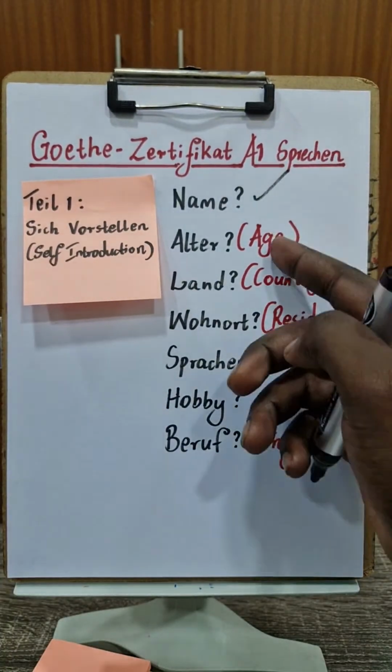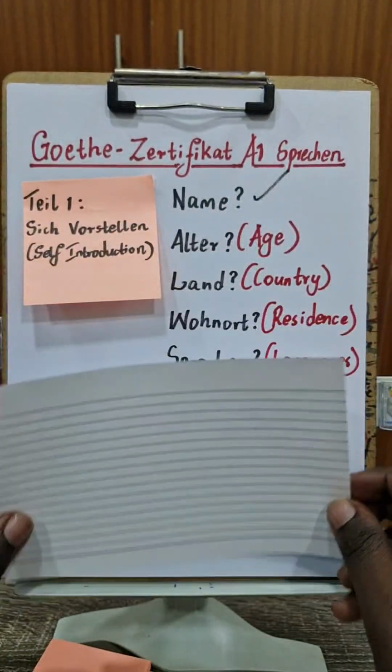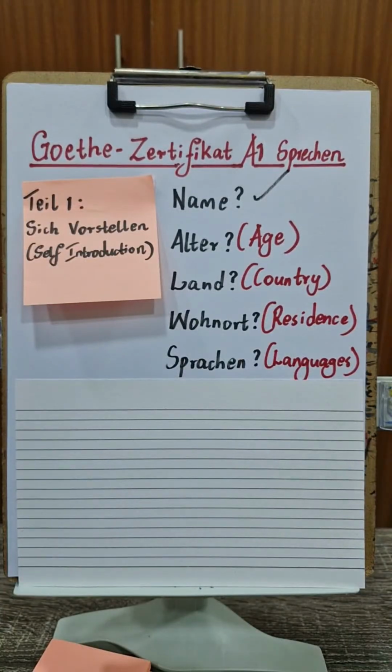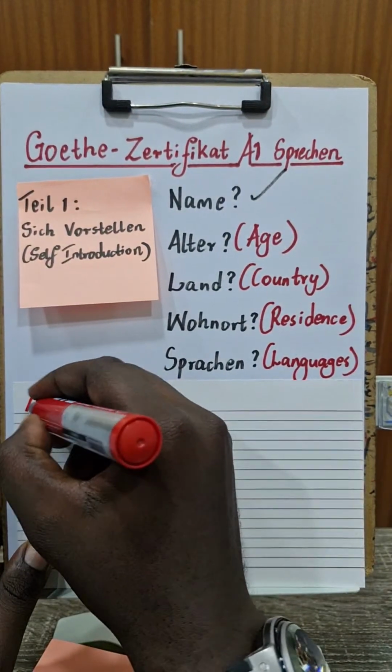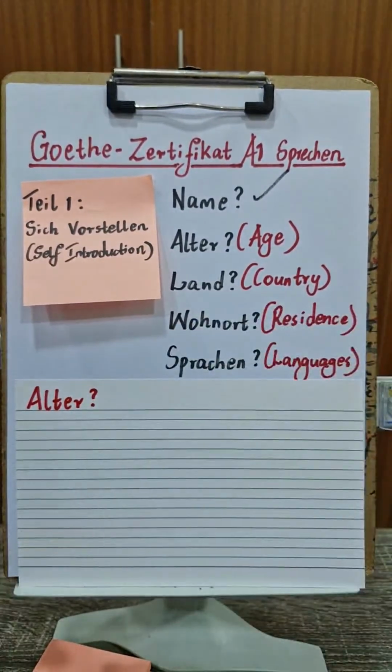Now, how about Alter? How do you state your age? Let's go ahead. Guys, I believe you're copying down. Go ahead and copy. Please, as you're copying down, ensure that the nouns always begin with a capital letter. When they'll be marking your Schreiben, they'll be very petty about the issue of capital and small letters. Be careful there.